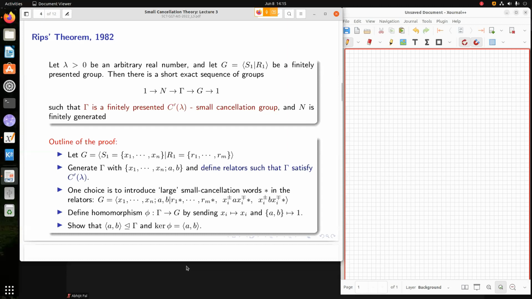We have to show that this presentation gives us a C prime lambda small cancellation presentation. How to do that? So other things about this result are more or less understood, I believe. That we have a group like this is believable so far, because the other things seem feasible. The only thing that you may need to ask is the presentation C prime lambda, and how to ensure that.